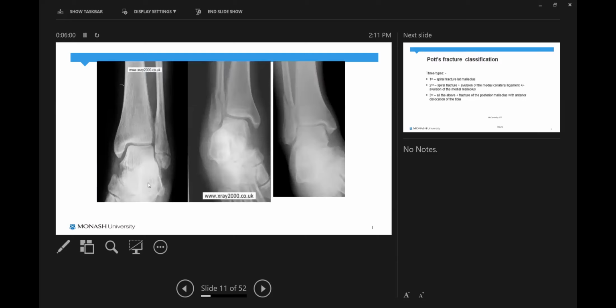Now, here I've got 3 images, and this is the type A, which is below the ankle joint. Type B is at the level of the ankle joint and the joint is still intact, and then type C is above the ankle joint.